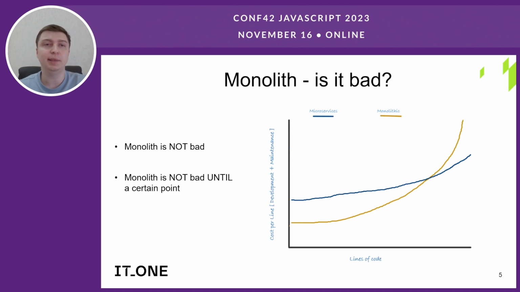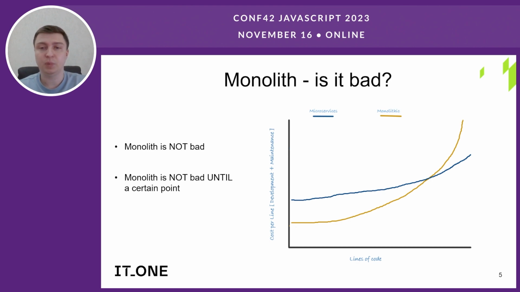let's take a look at this chart. On the x-axis, we have the lines of code, which represents the size and complexity of our project. On the y-axis, we see the cost per line. This is development and maintenance. It means not just the initial cost of writing a line of code, but also maintaining it, updating it, and ensuring it remains functional and efficient in our growing application.